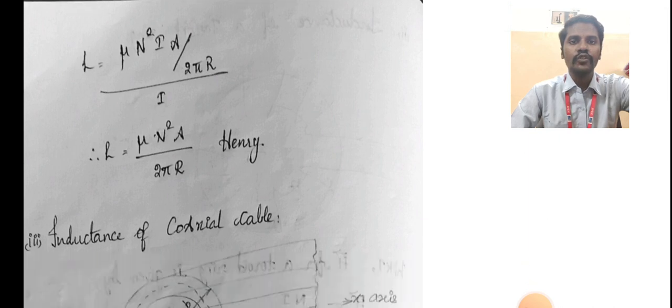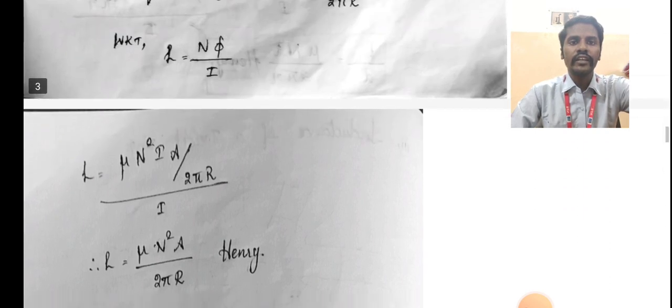As we know, the formula to calculate inductance is L is equal to the total flux linkage by current. We have found the total flux linkage N phi. Substituting the values, I in the numerator and denominator get cancelled. Therefore, L is equal to mu N square A divided by 2 pi R. This is the inductance of a toroidal ring. From this, we can conclude L is directly proportional to N square A divided by R.